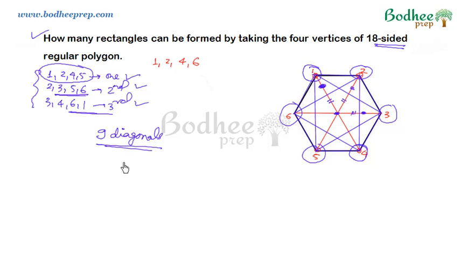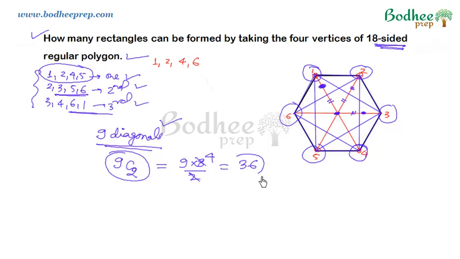So the number of rectangles formed in an 18-sided regular polygon will be 9C2. This is nothing but the number of pairs of diagonals which we can select out of the 9 diagonals passing through the geometrical center. So the answer for this question is 9C2 straight away. Let us do the mathematical calculation. It will be 9 into 4, that is 36. So we will have 36 different rectangles which can be formed by using 4 vertices of an 18-sided regular polygon.